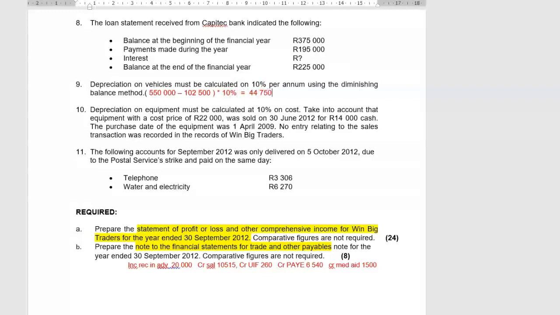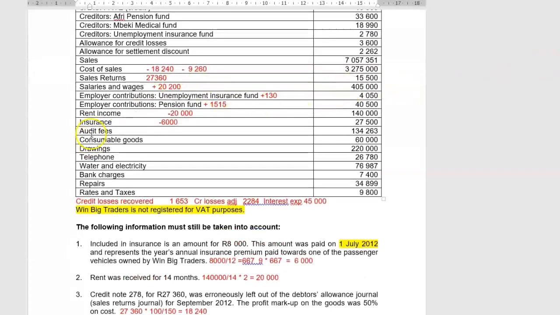That will give you a depreciation charge there of 44,750. Again, you don't have it in your template because it's not part of that. It's a year-end entry. So you're going to add that. If you have your template already, you're going to write it into your income statement immediately. 44,750.